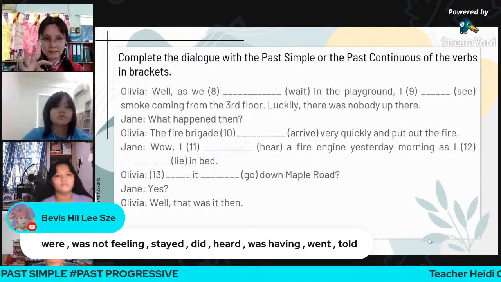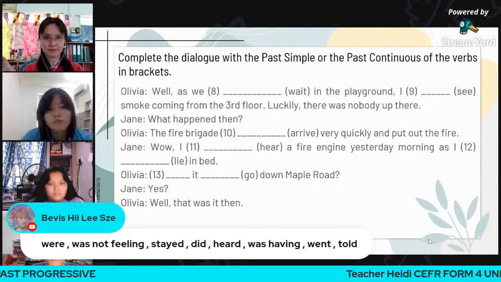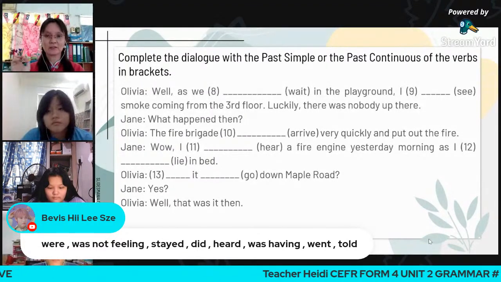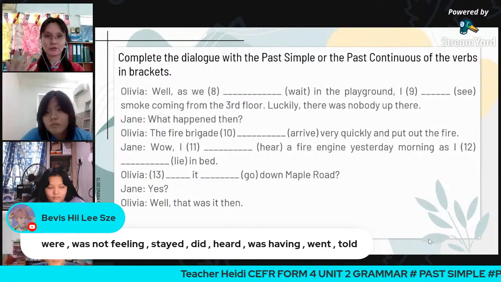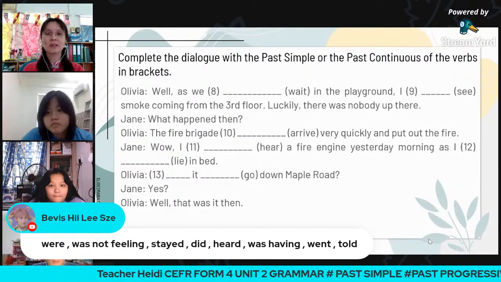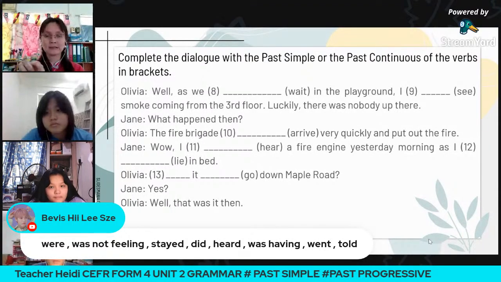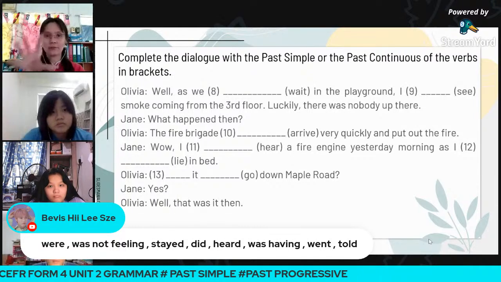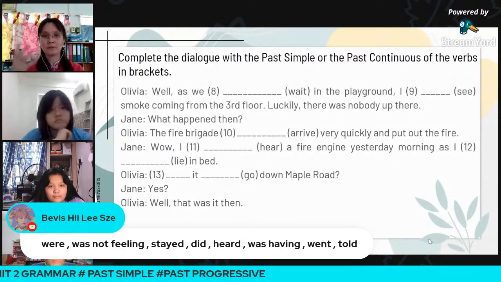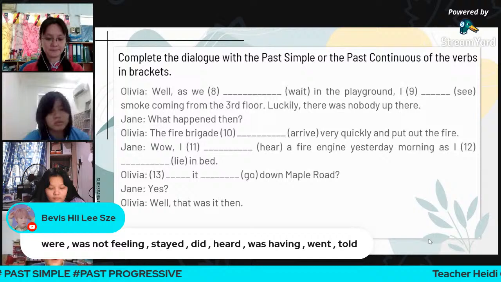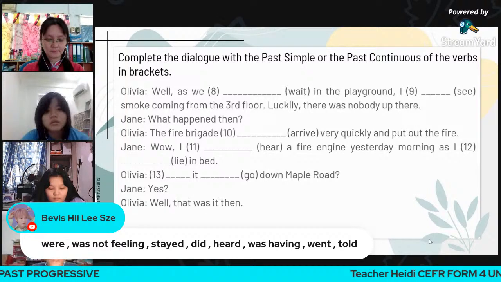So did must always go with the base word. Just to remind you, can, could, shall, should, will, would, may, might, modal verbs, and also do, did, does, same. All of them will be followed by the base word. Okay? Okay. Come on.